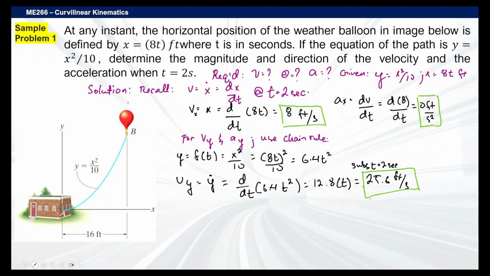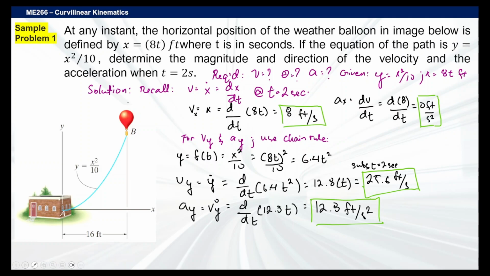Next naman is we can do the same thing pagdating naman sa acceleration wherein we have to take the first derivative of vy naman dito. So for ay, that will be the vy derivative. So that will be d over dt of 12.8t, which will give us 12.8 feet per second squared. So there we go. So that's at 8 supposedly. So that's a minor edit lang.